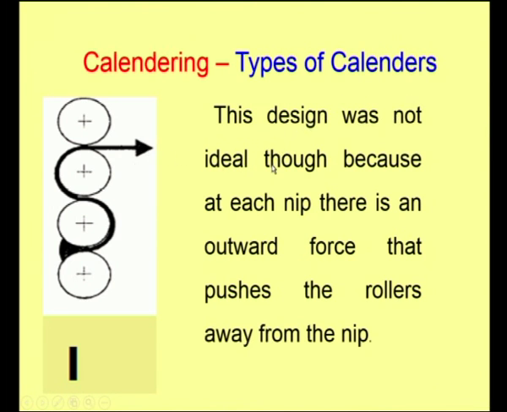This design was not ideal though, because at each nip there is an outward force that will tend to push the rollers away from the nip. Because of the high mechanical energy that is available at this nip, another nip and another nip, the rolls would be subjected to some mechanical force trying to de-align from this axis. So, that is one of the drawbacks of this I type calendar.